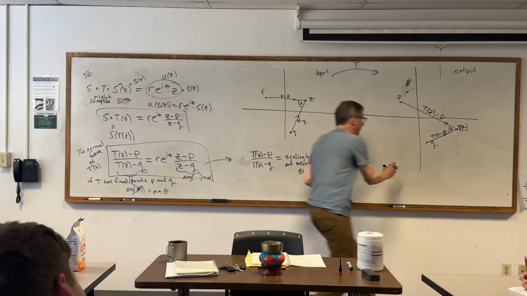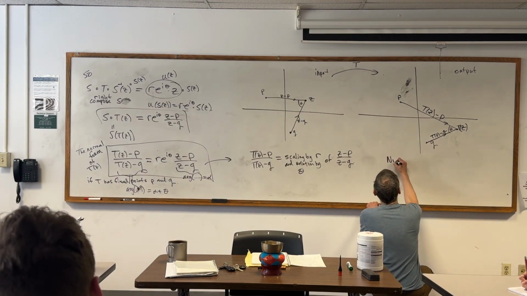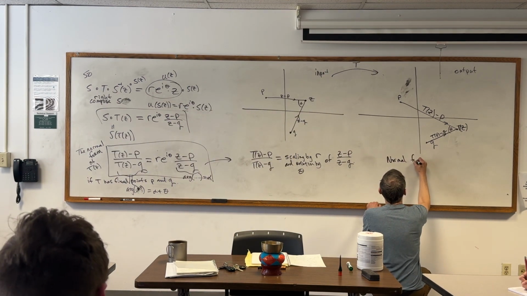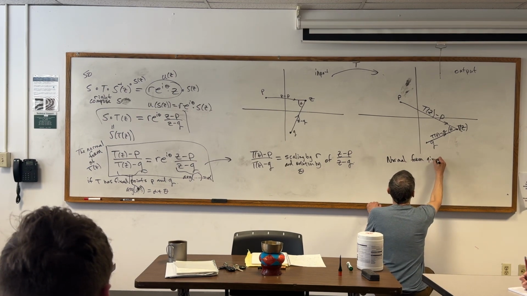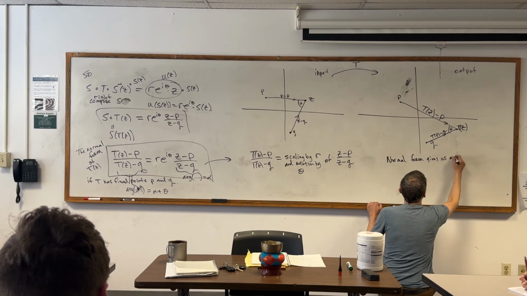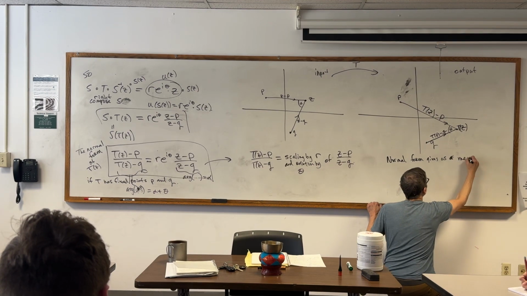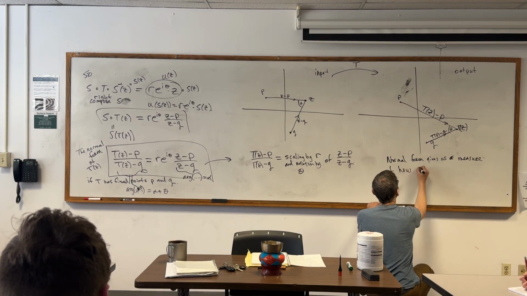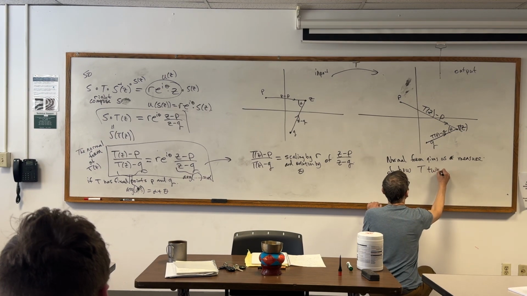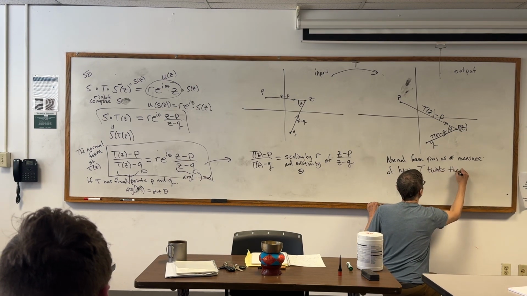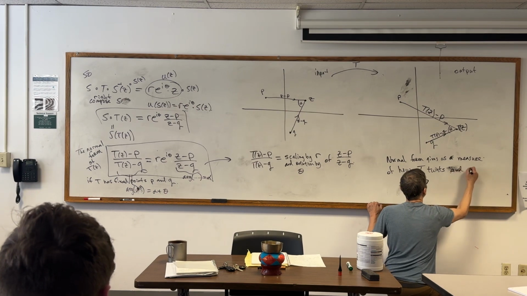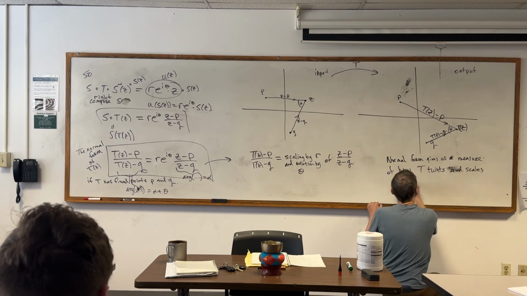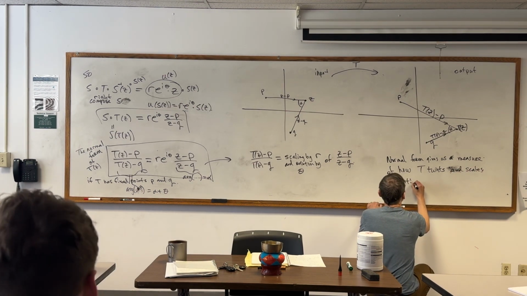So let's write that up too. Normal form gives us a measure of how T twists and scales relative to its fixed points.